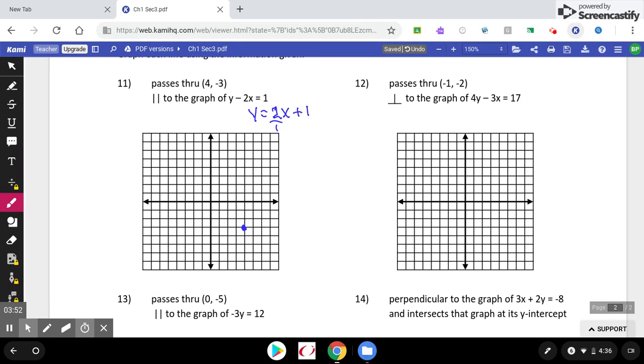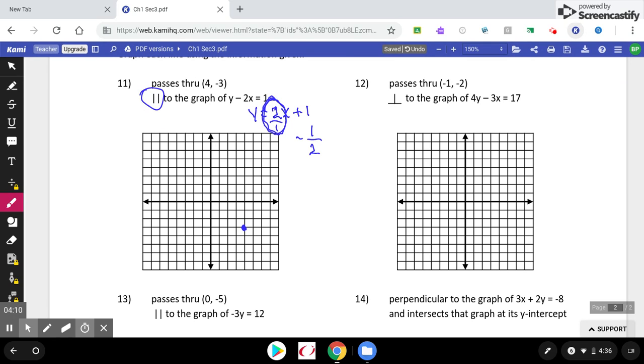And I know my slope is positive 2/1. So the question is, am I using that slope or am I using this slope? Well, you've got to look in the directions. That's the symbol for parallel. Parallel means it would have been the same as the original slope.